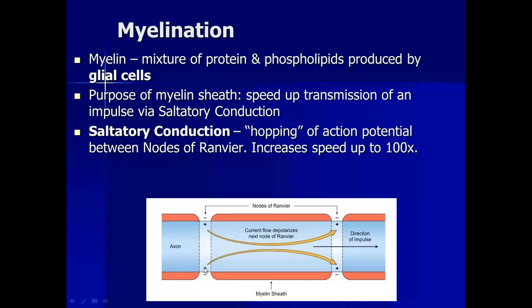So along unmyelinated neurons, not like this one here, the action potential moves sequentially along in a continuous wave because there is no myelin, there is no node of Ranvier. But in a myelinated neuron, the action potential actually hops, okay, between the gaps of the nodes of Ranvier, and this hopping is saltatory conduction and results in the speed of the conduction up to 100 times faster. Don't hold me to that number.